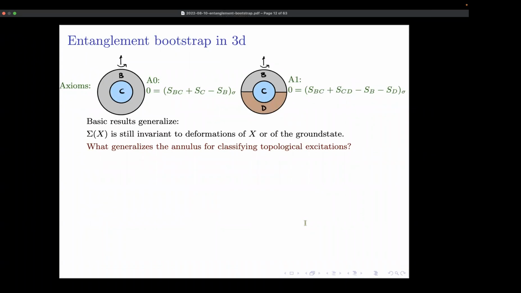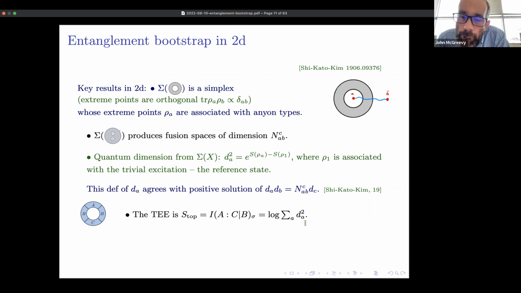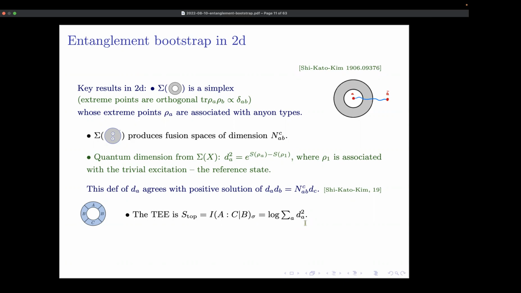And these axioms. I have a question here. Could you explain how you get a set of density matrices? Because you say you have a sphere, you have only one state. If you carve out the region, you only get one density matrix. So I'm a little bit confused.